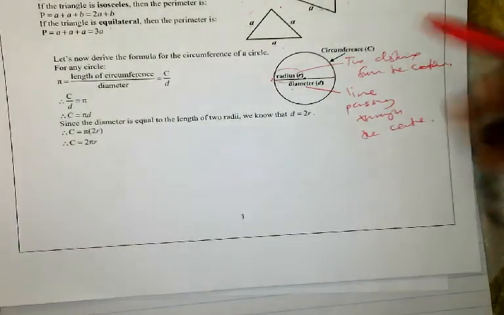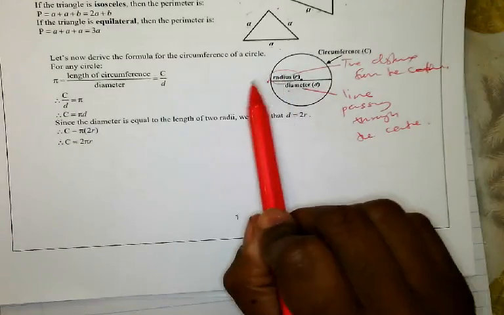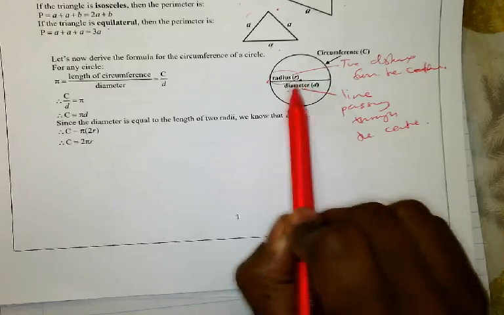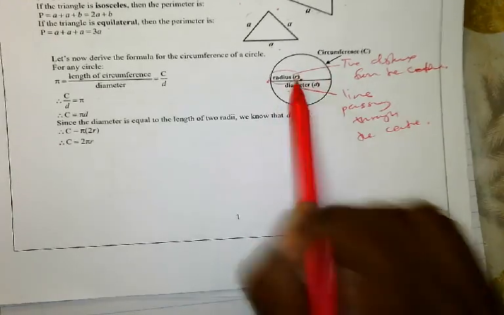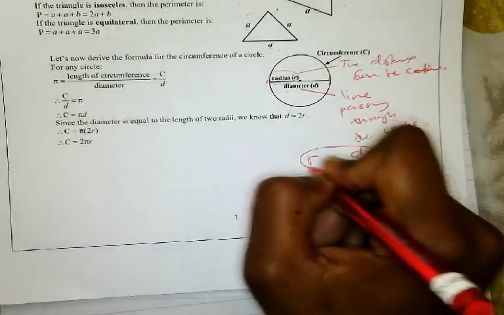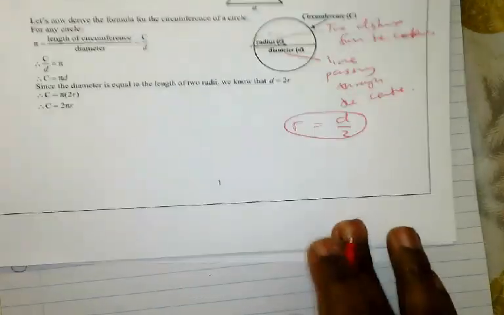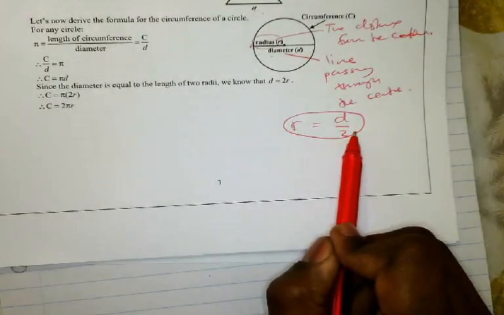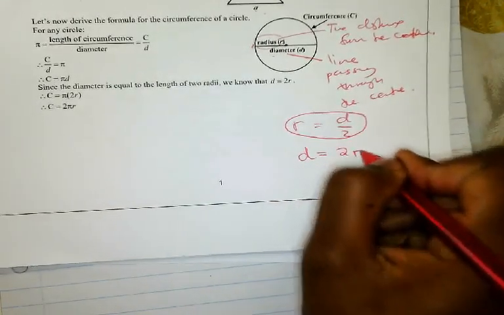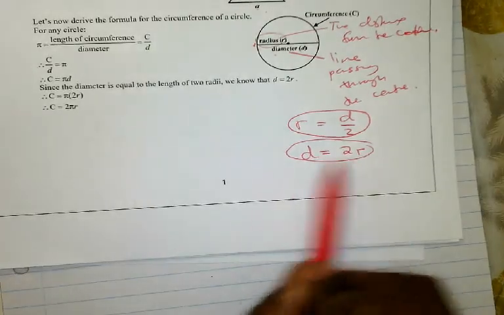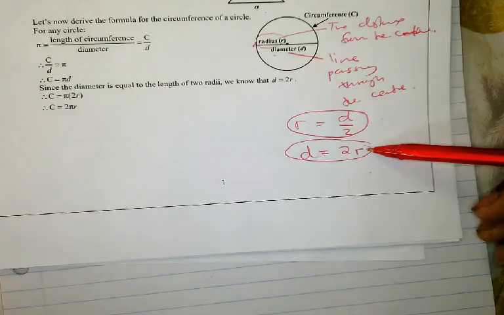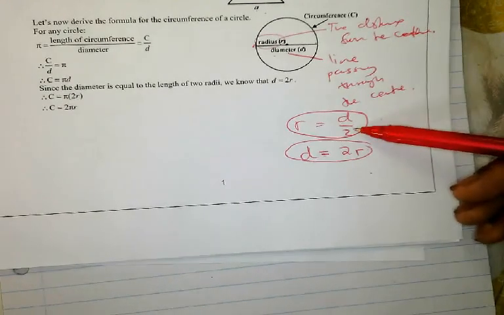And then there is a relationship between diameter and radius. Can you see? The diameter is the longer one, and the radius is half of the diameter. So if I'm given the diameter and I'm looking for the radius, I'm going to divide the diameter by 2 because the radius is half the diameter. And if I'm given the radius, I'm going to multiply the radius by 2 if I'm asked to calculate the diameter. So the diameter is twice the radius, and the radius is half the diameter. You need to know this.